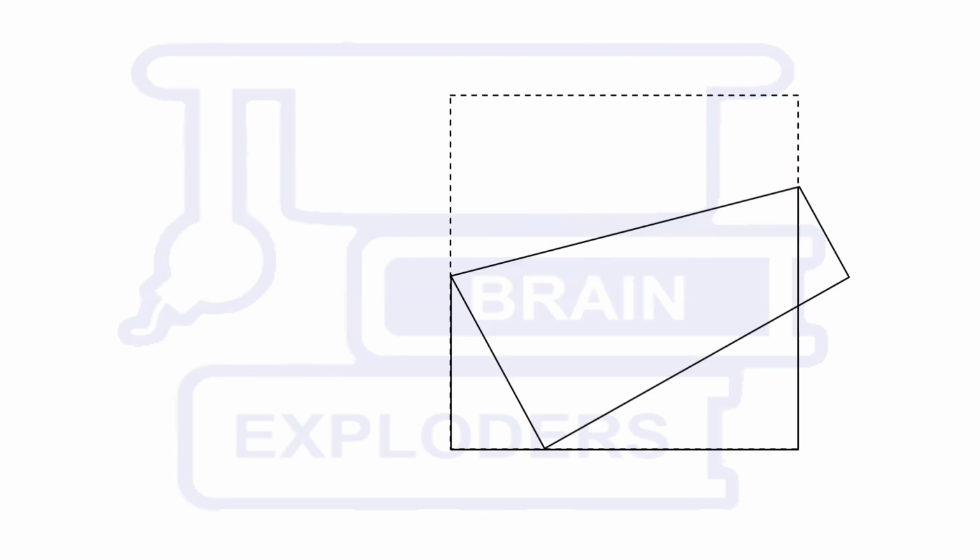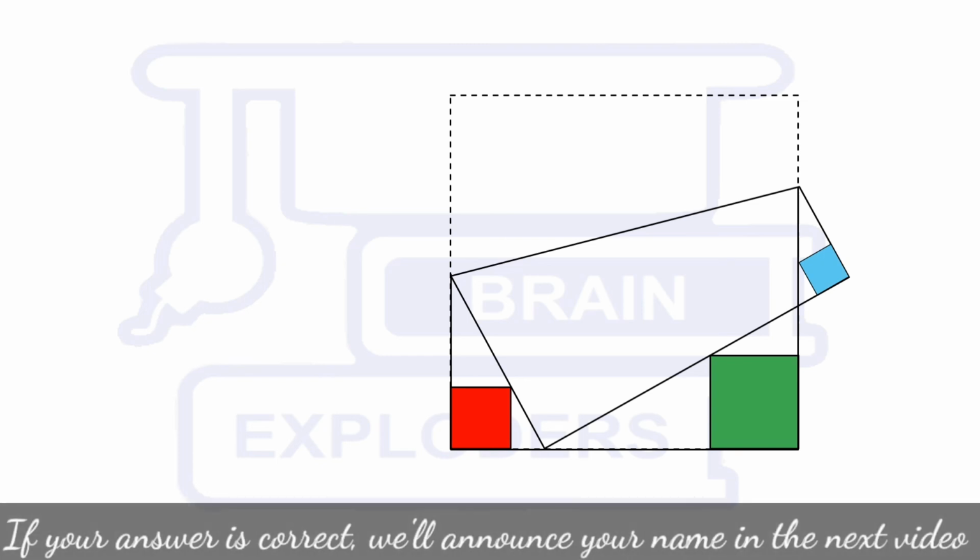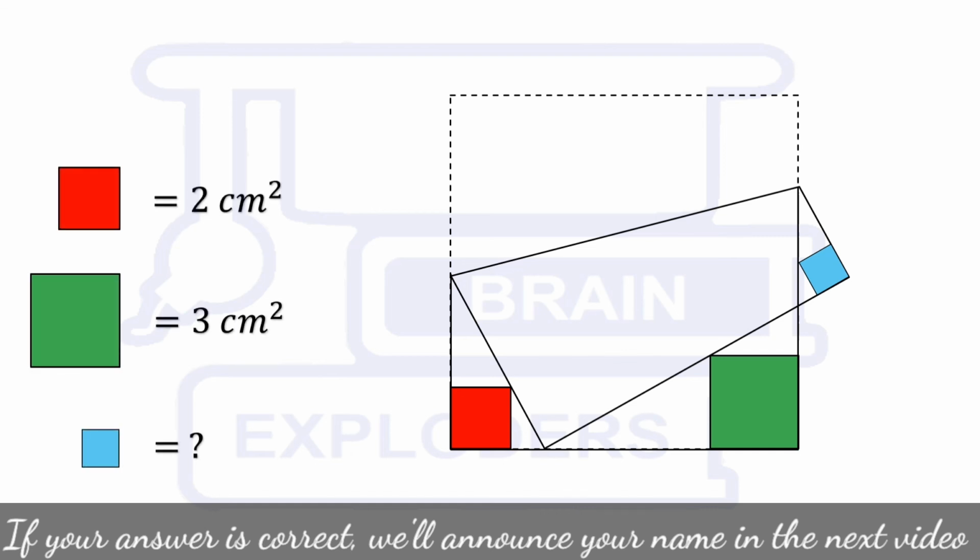Here a paper of square shape is folded like this as shown on the screen and 3 squares are inscribed in the triangles. The area of the red square is 2 square centimeters. The area of the green square is 3 square centimeters. And you have to find the area of this blue square.